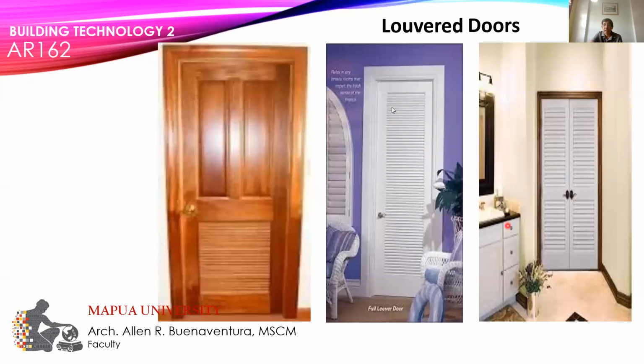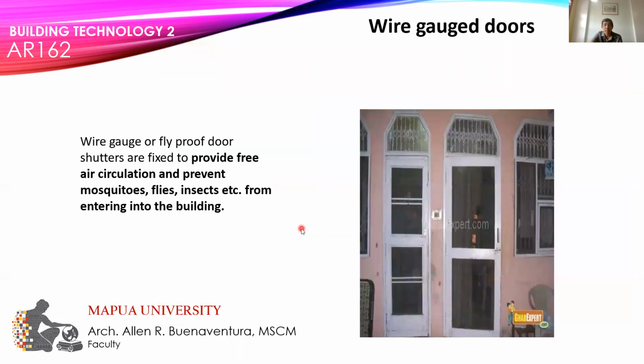So in closets, sometimes you will put a louver below the panel door. Now this is a wire gauge door. Wire gauge door or fly-proof door shutters are fixed to provide free air circulation and prevent mosquitoes, flies, and insects from entering the building. This is commonly used in the Philippines.